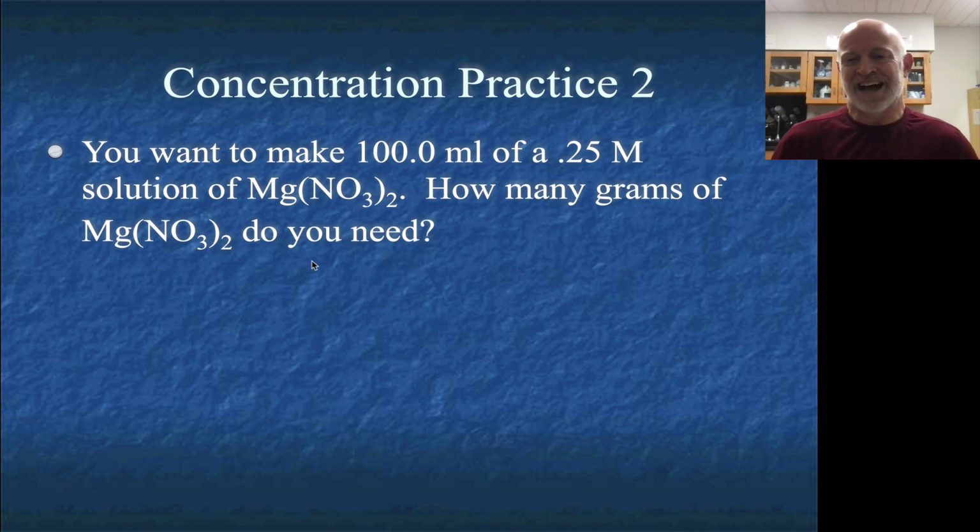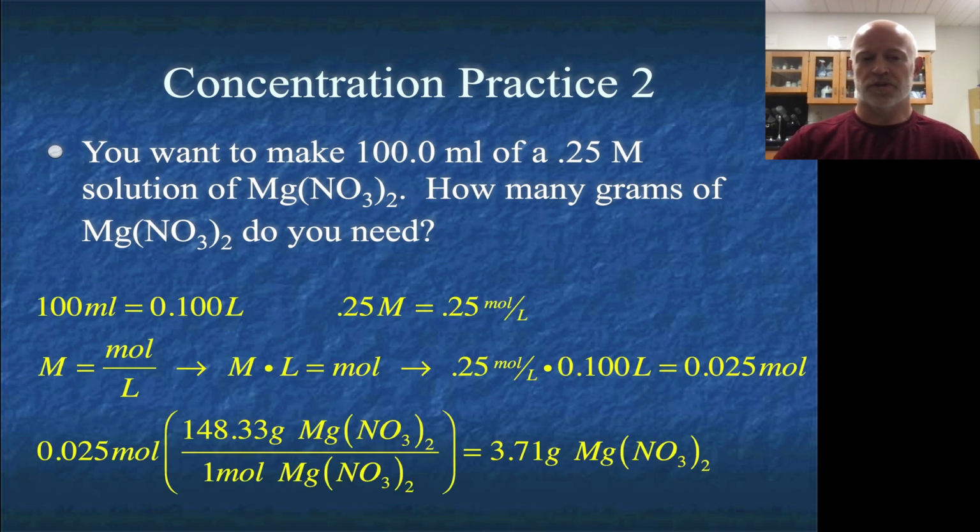We're going to have solid magnesium nitrate, and we have to figure out what mass of it to add to the water to get 100 milliliters. Again, we convert 100 milliliters to liters, so it's 0.1 liters. We know that 0.25 molar means 0.25 moles per liter. Our equation for molarity is moles per liter, or you could rearrange it: molarity times liters equals moles. So 0.25 moles per liter times 0.1 liters means you're going to need 0.025 moles of your solute.